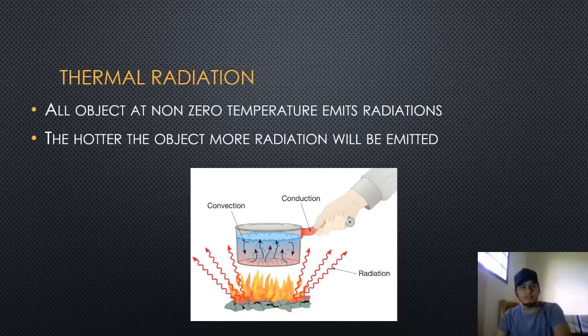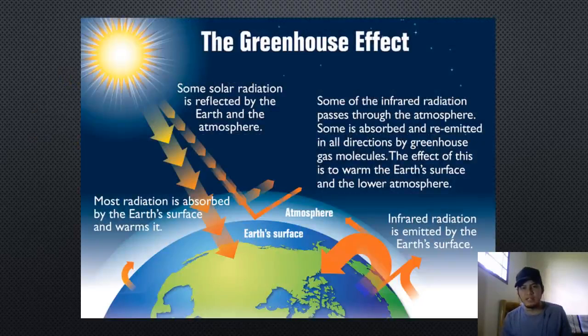For thermal radiation, all objects at non-zero temperature emit radiation. The hotter the object, the more radiation will be emitted. This is the greenhouse effect. Most radiation is absorbed by the Earth's surface and warms it. This is the radiation from the Sun, the atmosphere, and the Earth's surface. From this picture, we can see that some of the radiation is reflected and some is absorbed.